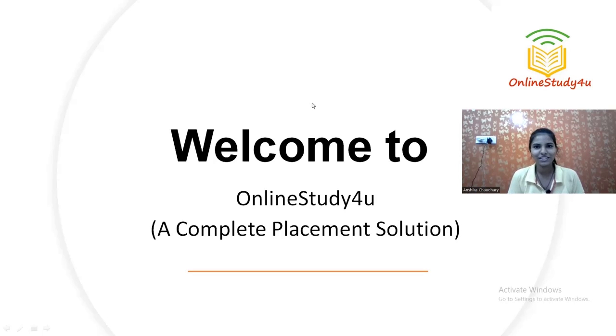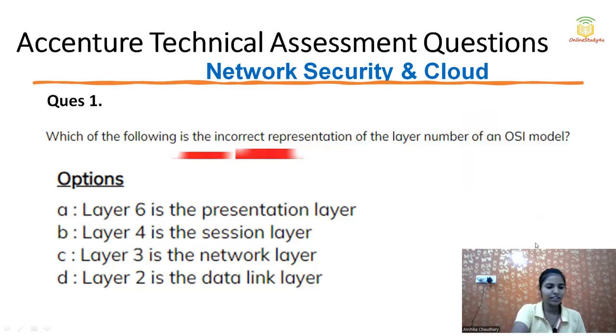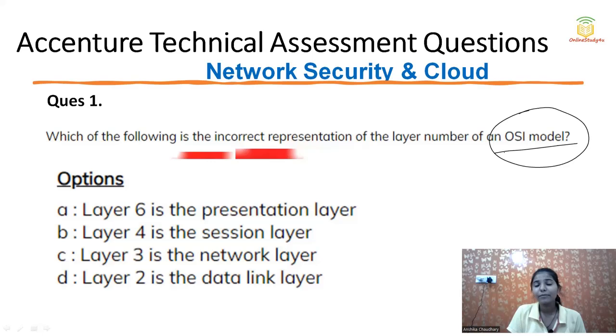So let's begin with the questions now. This is the very first question asked in Accenture. The question is, which of the following is the incorrect representation of the layer number of an OSI model? For solving this question, you should have knowledge of the OSI model. What is the OSI model? It is a model in computer networks. It is a very important topic asked every time in every interview if you somehow connect with computer networks. So the questions from the OSI model are a must.